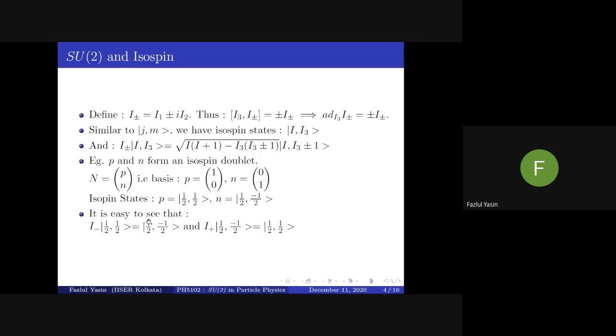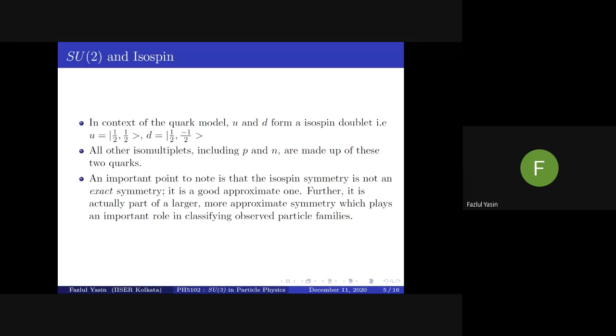So I minus acting on the p state gives us n, and I plus acting on the n state gives us p, which is basically how we define the isospin symmetry in this case. However, what we'll be talking about more importantly is the quark model. And in the context of the quark model, it's actually the up and down quarks which are considered to form an isospin doublet with U as half half and D as half minus half.